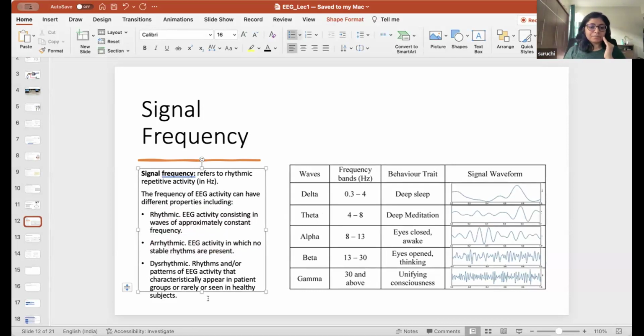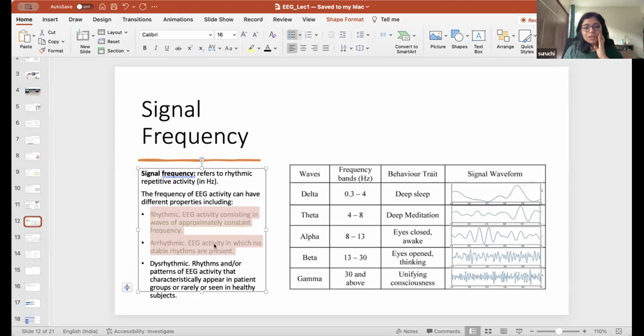Dysrhythmic happens in epilepsy, where some very weird spikes will happen. Those are patient groups, not seen in healthy people. They are used for characterizing things like temporal lobe epilepsy or other epilepsies, so they are diagnostic things. We don't get into that. We will be mostly dealing with arrhythmic or rhythmic. Rhythmic typically happens in deep sleep, but you can imagine it happening in deep meditative or samadhi kind of states also.